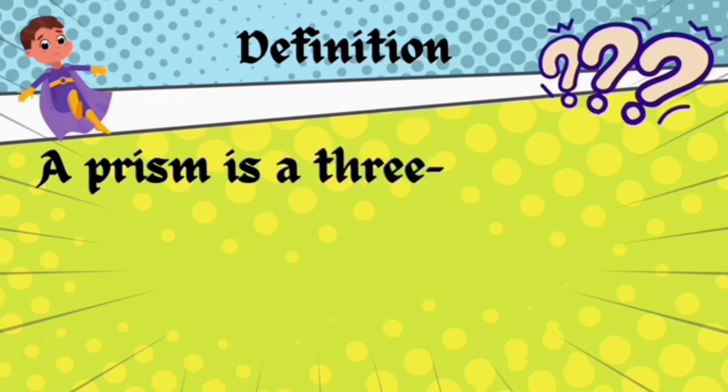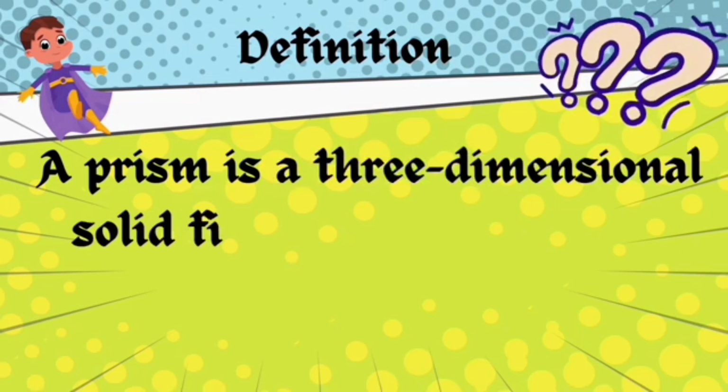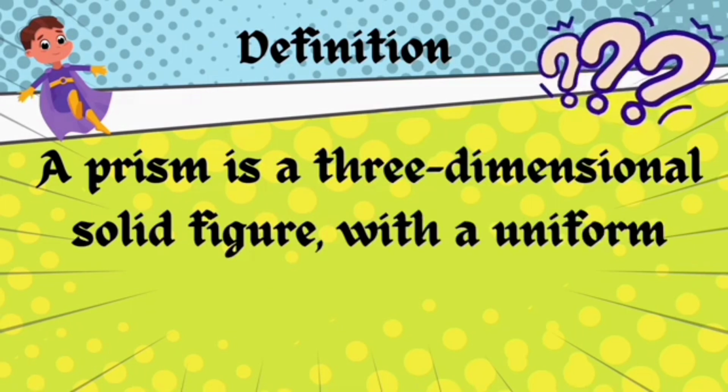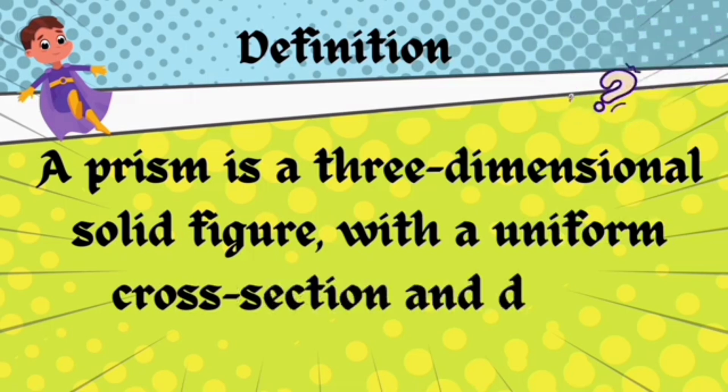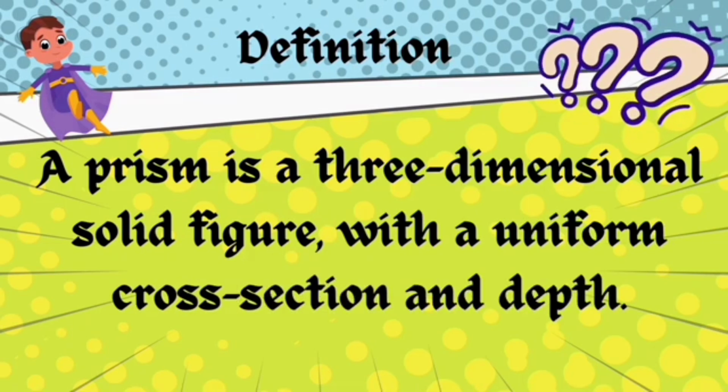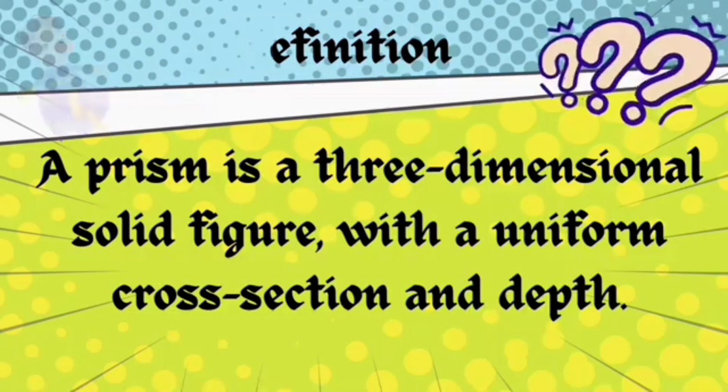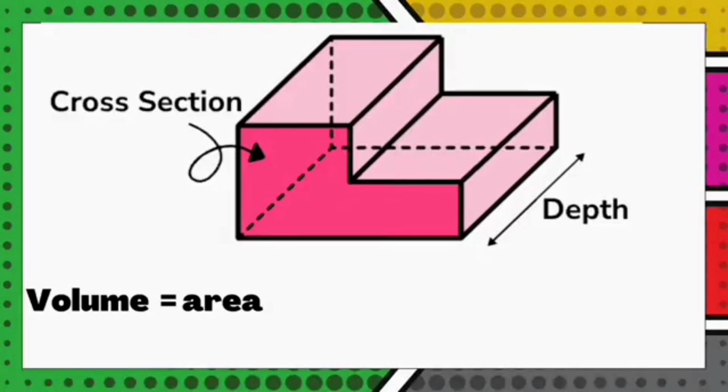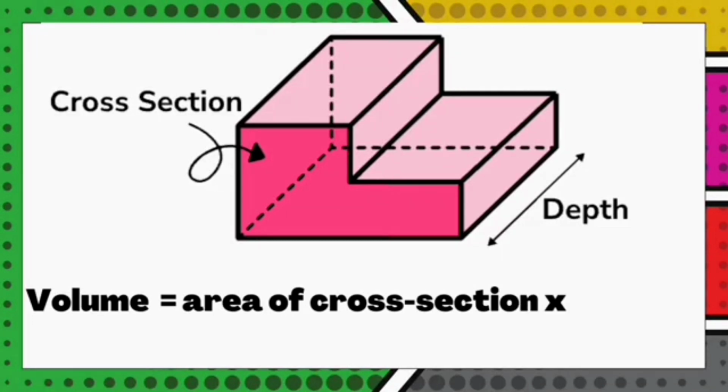Next, let's learn about a prism. From definition, a prism is a three-dimensional solid shape with a uniform cross-section and depth. The formula for the volume of a prism is the area of the uniform cross-section, or the cross-sectional area, times the depth.